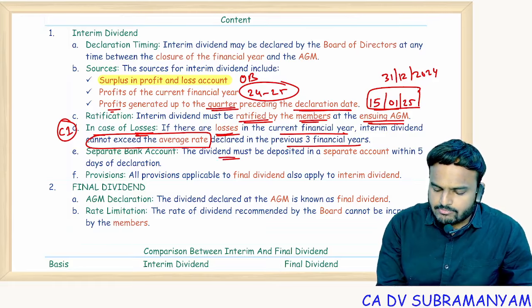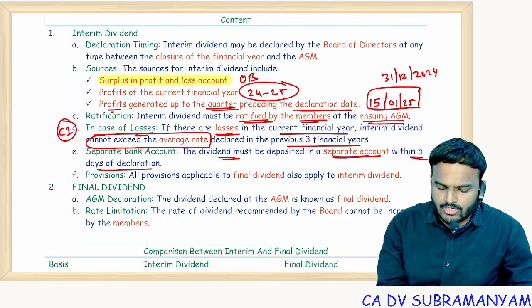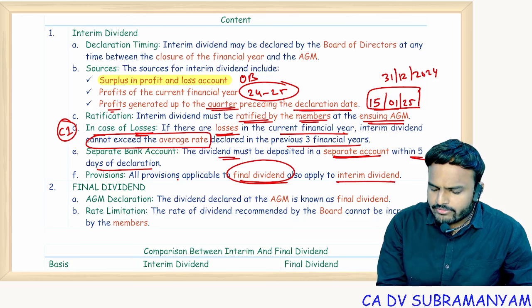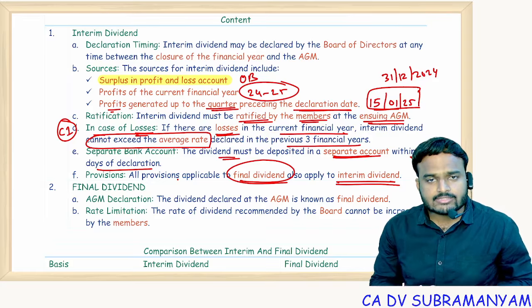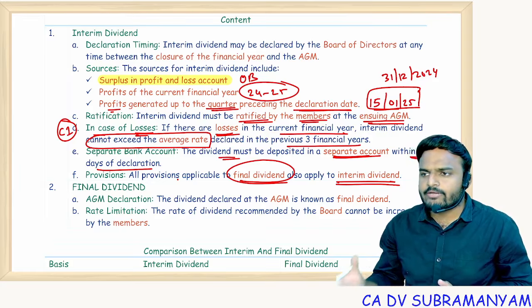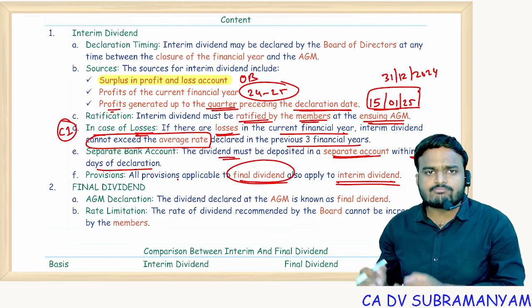And the dividend must be deposited in a separate account within how many days? 5 days of declaration. And all the provisions that are applicable to final dividend shall apply to interim dividend. That means the amount should be paid within 30 days. If not, transfer to unpaid dividend account within 7 days. If not claimed for the next 7 years, transfer to IEPF.